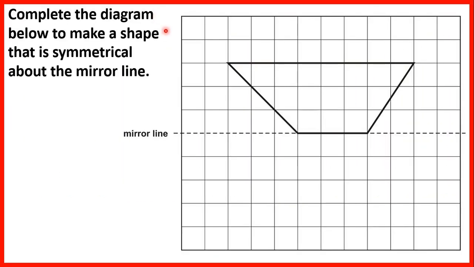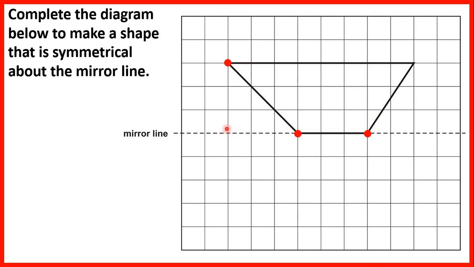Complete the diagram below to make a shape that is symmetrical about the mirror line. So remember, symmetrical means the shape is reflected so that we have the same on both sides. And the way to do this is to dot our corners. So these corners here are on the mirror line, so when we reflect the shape, these will be the corners of the reflected shape as well.